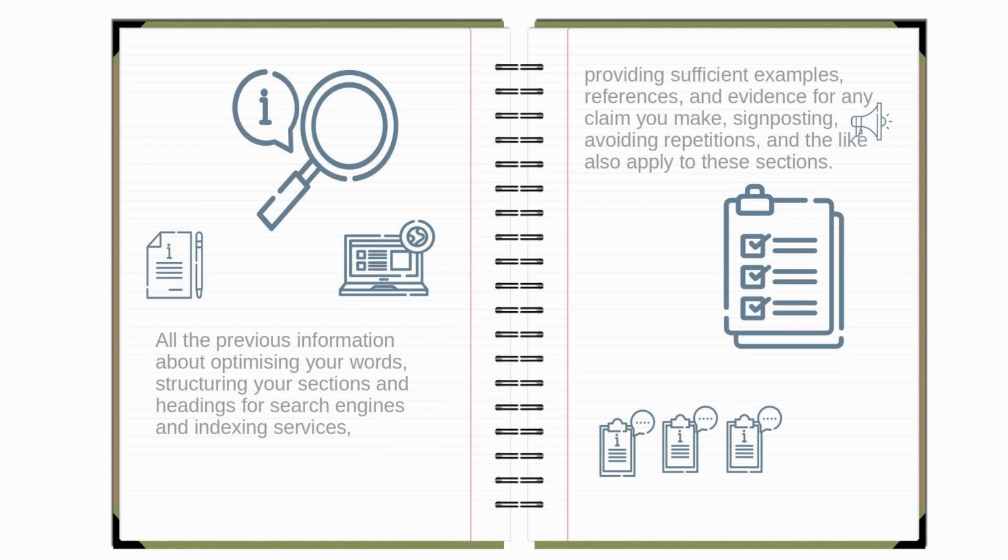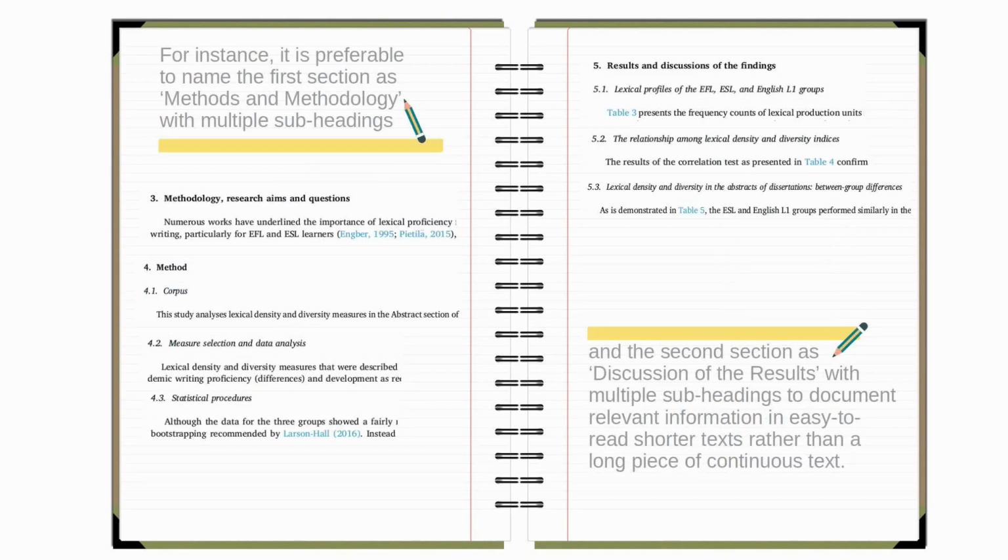All the previous information about optimizing your words, structuring your sections and headings for search engines and indexing services, providing sufficient examples, references, and evidence for any claim you make, signposting, avoiding repetitions, and the like also apply to these sections. For instance, it is preferable to name the first section as Methods and Methodology with multiple subheadings and the second section as Discussion of the Results with multiple subheadings to document relevant information in easy-to-read shorter text rather than a long piece of continuous text.